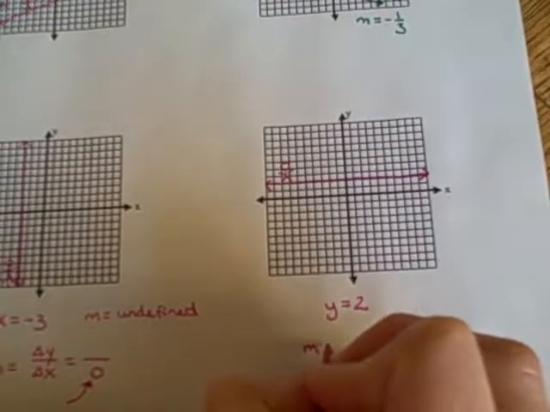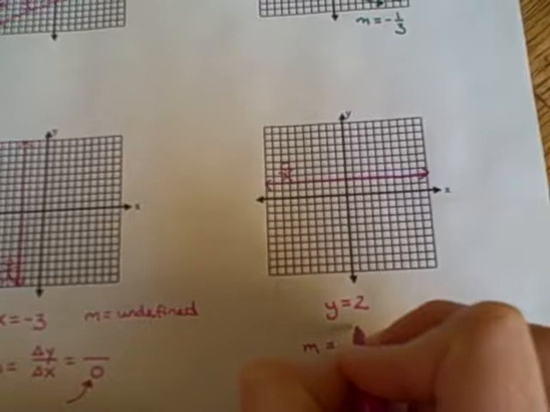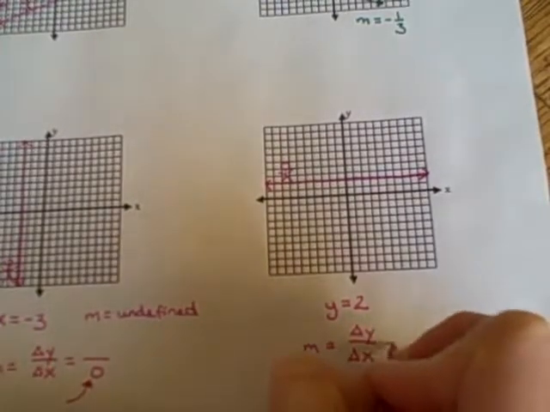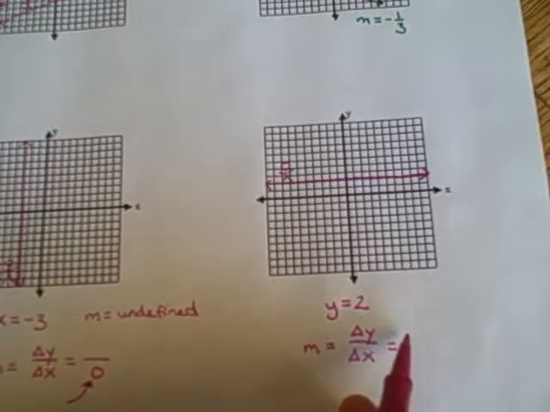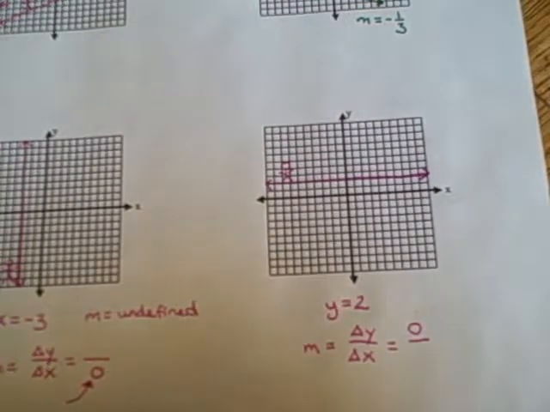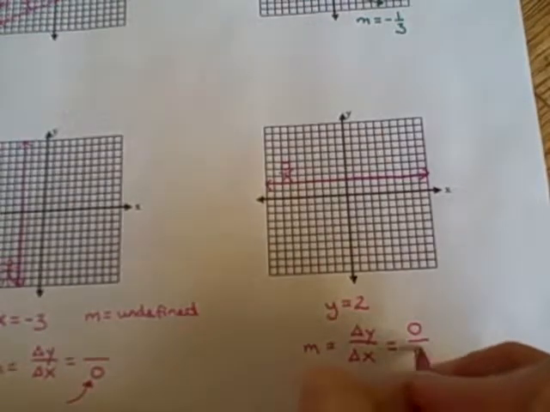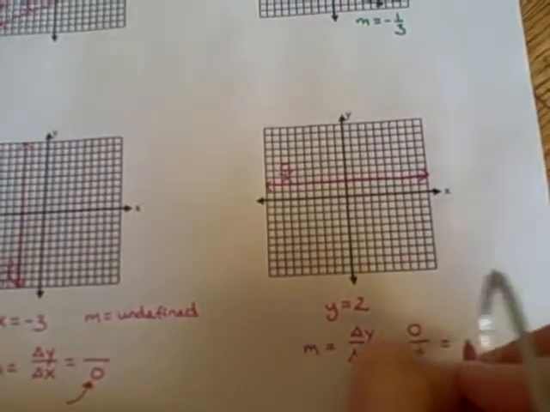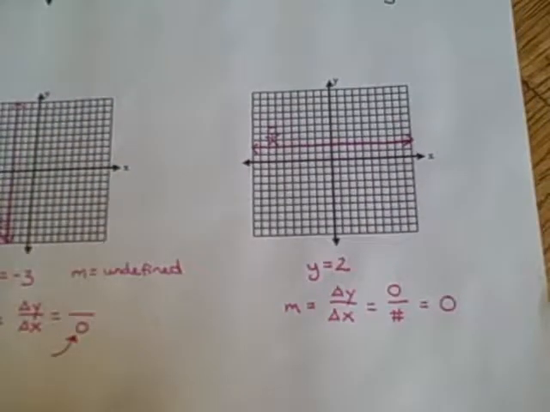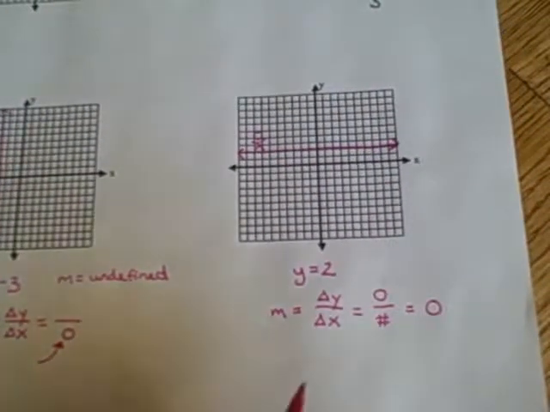So what's happening here is our change in y this time is constant. 2 minus 2 will be on the top, so we'll end up with a 0 on the top and some number on the bottom. Doesn't matter what. So we'll end up with a slope of 0. Okay. So we're not going up, we're not going down. We have a slope of 0, a flat line that we're walking on.